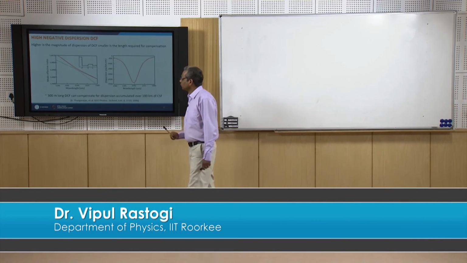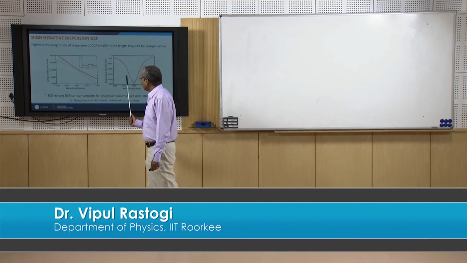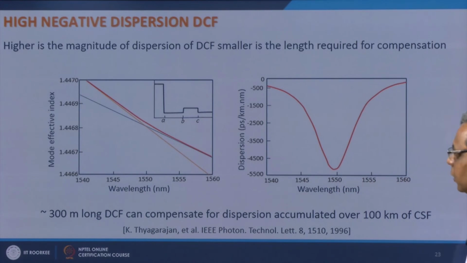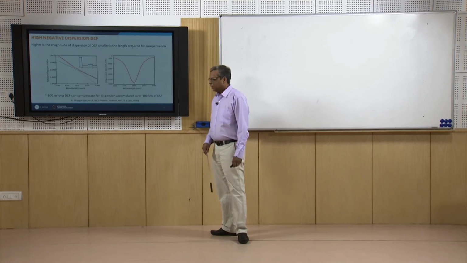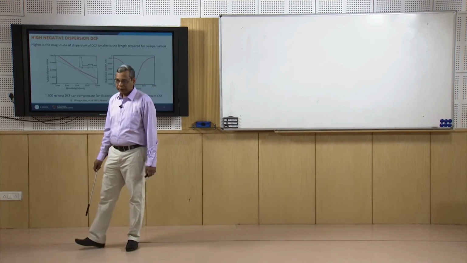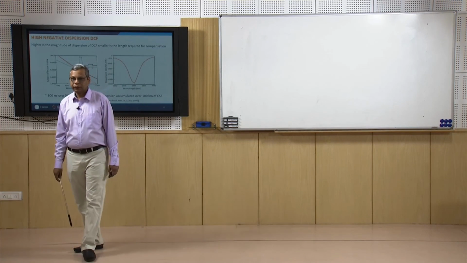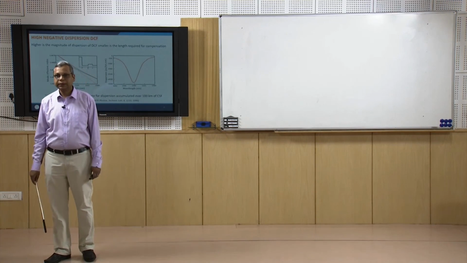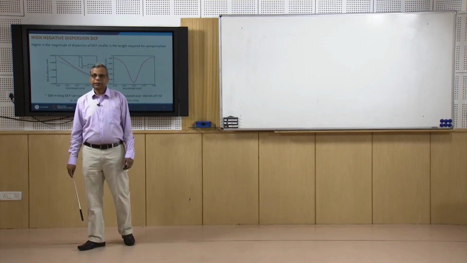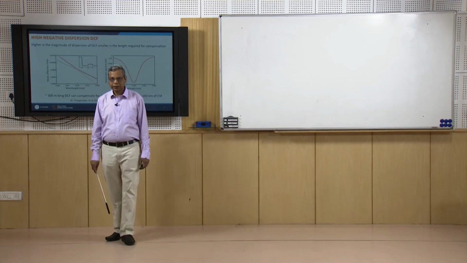And the consequence of this is that with the help of this fiber, only a 300 meter long fiber can compensate for dispersion accumulated over 100 kilometers of CSF. So, with this I finish discussion on pulse shaping devices in an optical fiber link. In the next lecture, I would look into the sources and detectors for optical communication. Thank you.